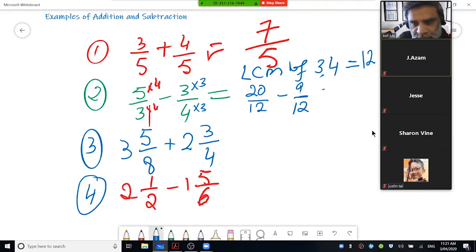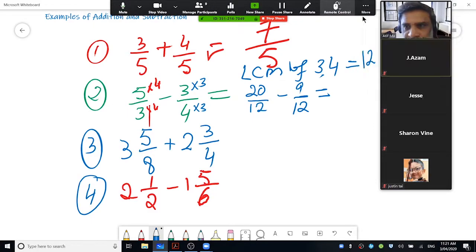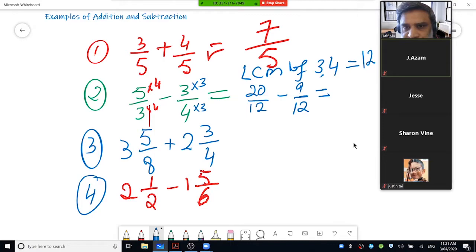And now the denominator is same, therefore you can, and let me see what your answers are. So the 20 minus 9 is, so it becomes 11 over 12. 11 over 12. Very nice. Most of the people have been able to do. Now we have a mixed number.